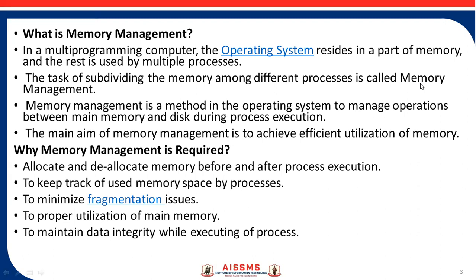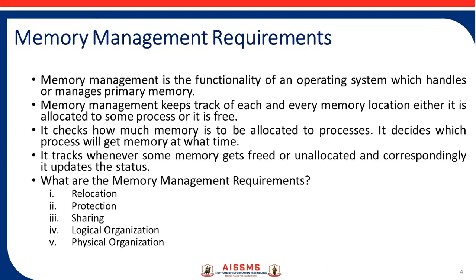So why is memory management required? To allocate and deallocate memory before and after process execution. The main aim of memory management is to achieve efficient utilization of memory. So allocation and deallocation of memory before and after process execution, to keep track of used memory space by processes, then to minimize the fragmentation issue, for proper utilization of main memory, and to maintain data integrity while executing a process. So these are the memory management requirements.